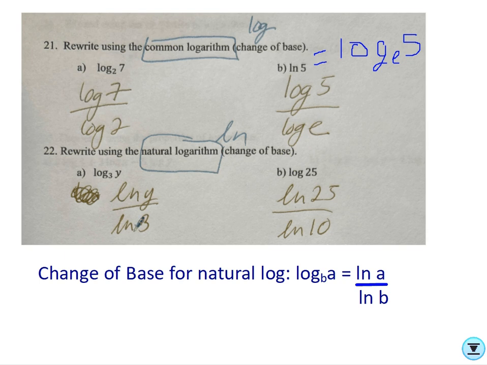Now, 22 says rewrite using the natural logarithm change of base. I put the change of base formula for the natural logarithm at the bottom. It's exactly the same thing, except for ln instead of log. So here we have log base 3 of y. That is the same thing as ln of y over ln of 3. And then remember, if there is no base, that means base 10. So log of 25 is ln of 25 over ln of 10.